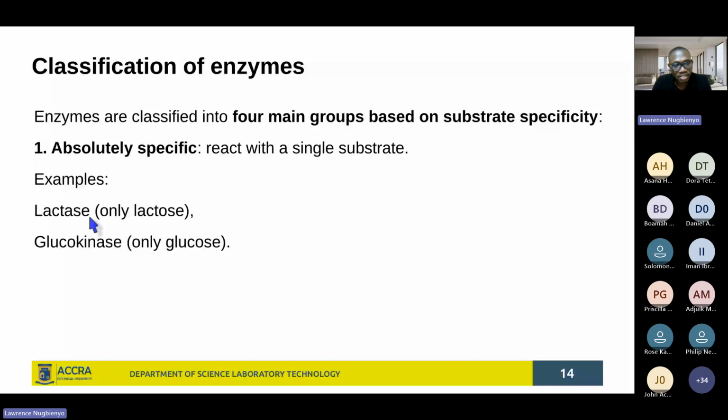The same way you see the name glucokinase. This is an enzyme that is also absolutely specific to glucose. That's the only sugar it will act on. It does not act on any other, only glucose. Now you see the names of enzymes with kinase. If you see the name of any enzyme with kinase, it means that enzyme is involved in the transfer of phosphate group.